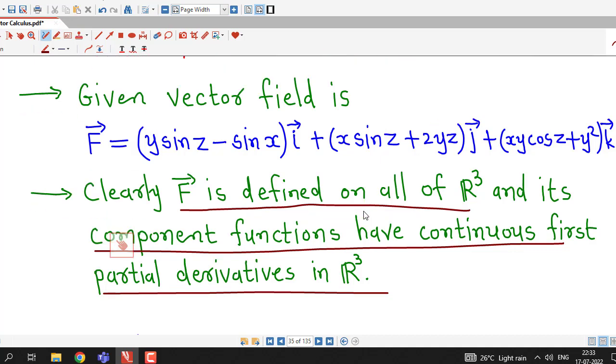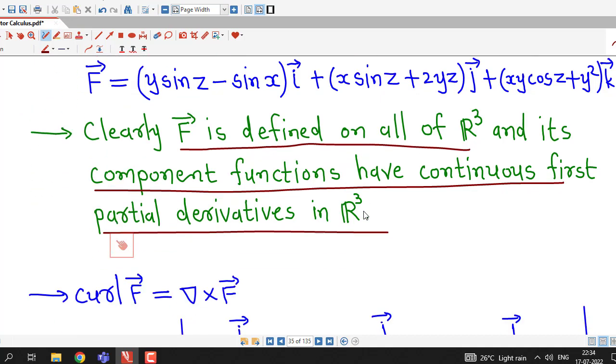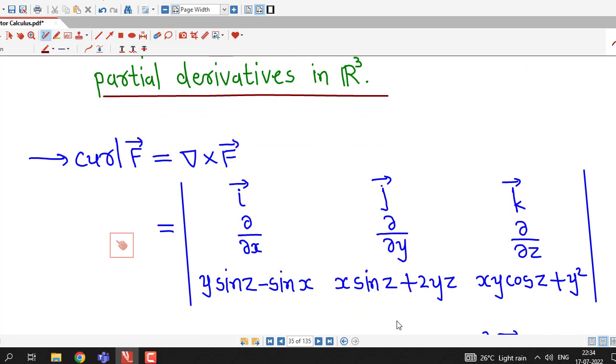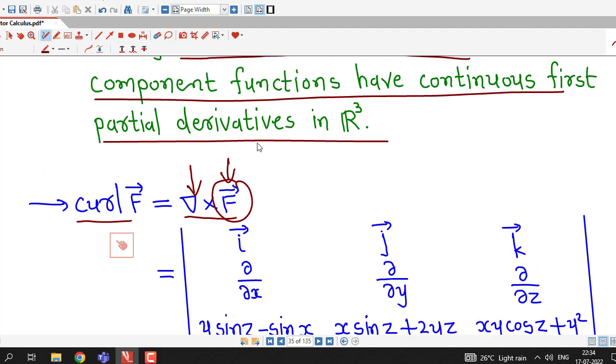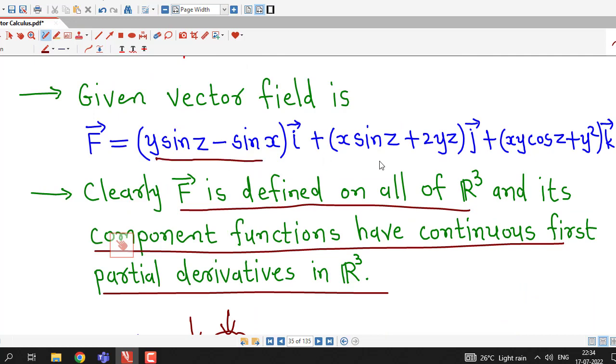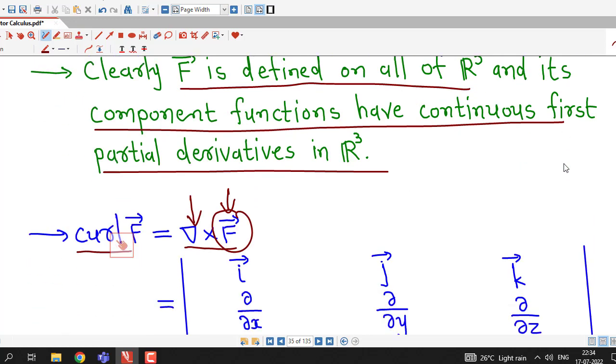Now we check the curl of this vector field F bar. By definition, the curl of F bar is the vector product of the del operator with F bar, and this vector product is given by a determinant. The first row is the unit vectors i, j, k. The second row is the components of the del operator, which are partial derivatives with respect to x, y, z, and the third row consists of the components of the given vector field F bar.